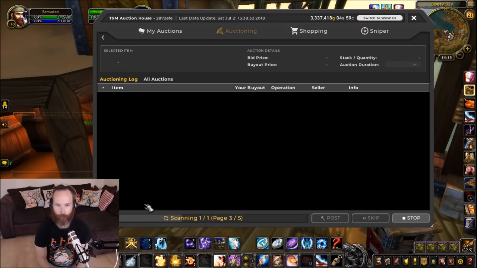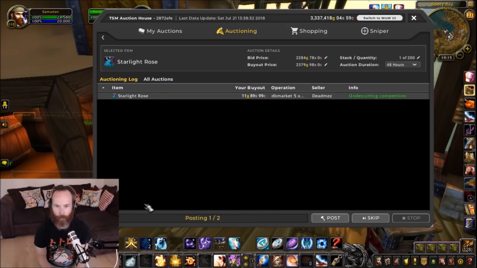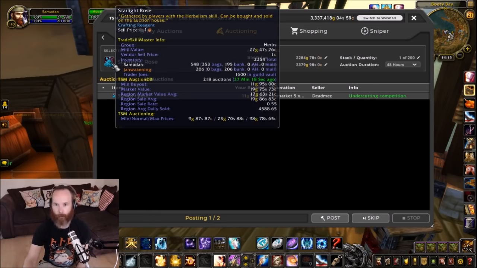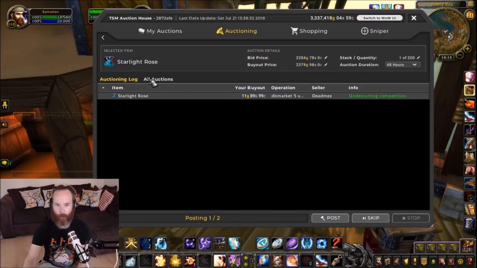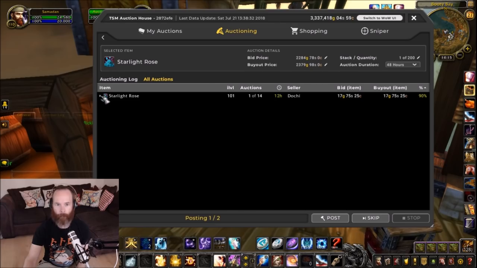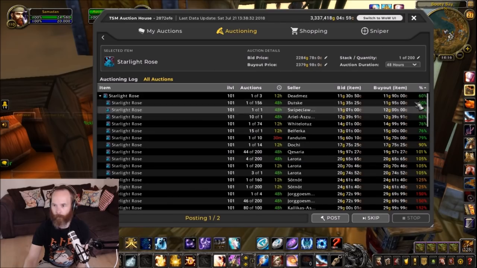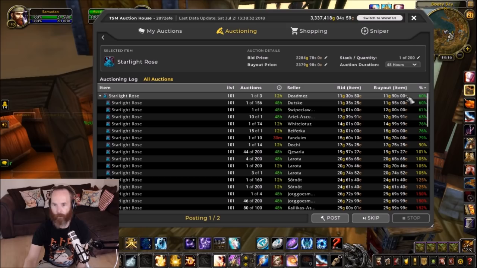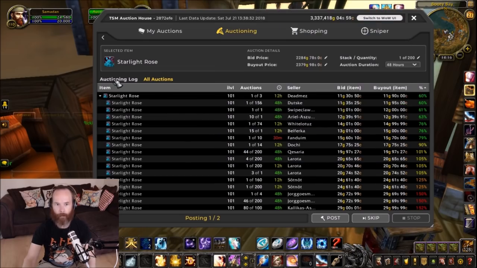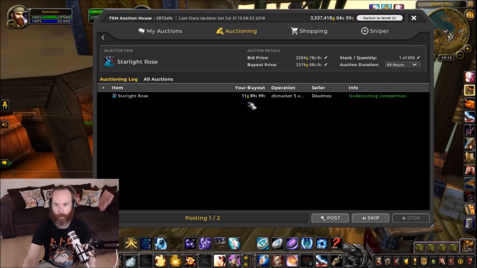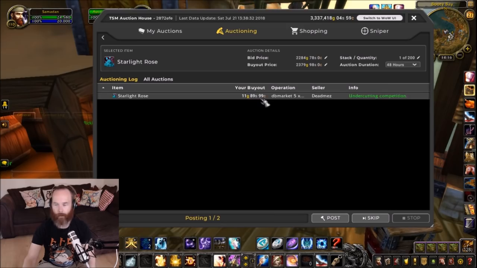So what TSM will do now is it will scan all the herbs and check whether I'm within the minimum and the maximum range. If I'm within that, then it will decide what to do. In this case, it's going to undercut the competition because we know that our minimum price is 9 gold 87, and so if you look at all of the auctions here at the moment, the lowest one here is 11 gold 90, so we're going to come in just under that at 11 gold 89 silver and 99 copper.